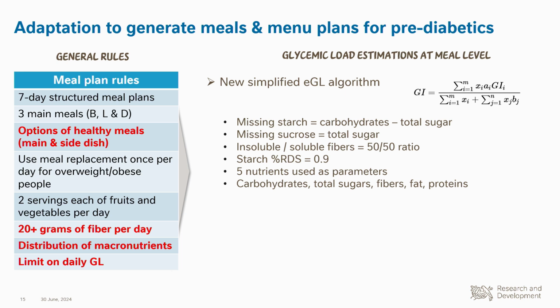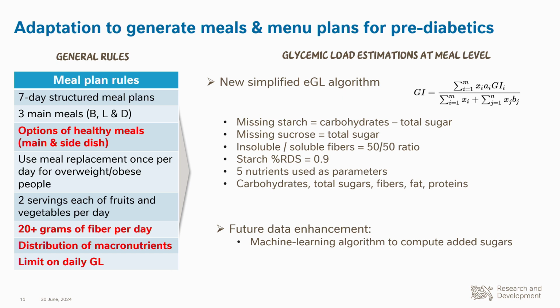How can we compensate for starch? Starch was estimated to be carbohydrate minus total sugar. What if we have missing sugar, where total sugar is not declared? What about the soluble and insoluble fiber? You can see here all the simplification steps that are needed for any digital tool development. In the end, the 5 nutrients that were used are carbohydrate, total sugars, fibers, fat, and protein, which is much simpler than the more than 15 parameters that were used for the prediction of the glycemic index.